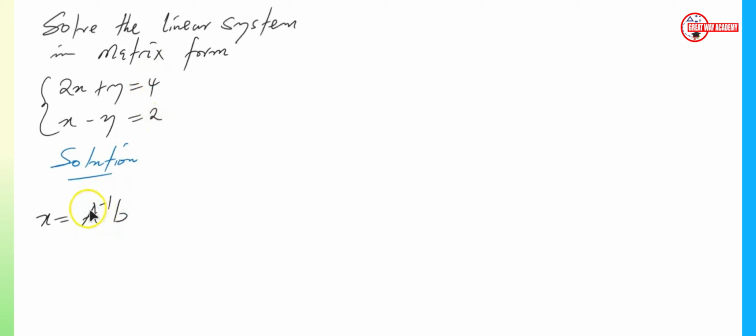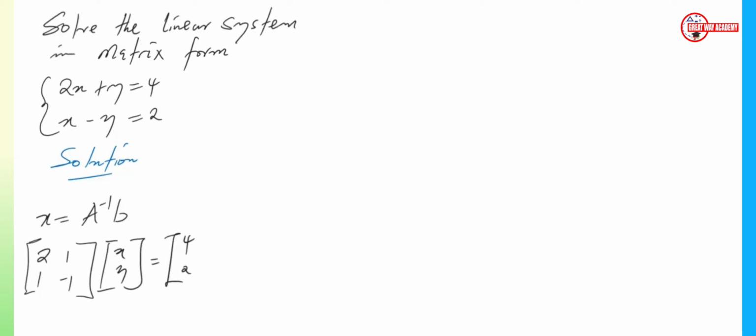The inverse of matrix A is the matrix that we will come up with from this system of linear equations. Coming up with what we call a coefficient matrix, we have a 2, a 1, and negative 1. So this is a matrix coming from here. We have a 2 and a 1 here, and negative 1. Then we also write the variables, which are x and y. Then here we have 4 and 2.